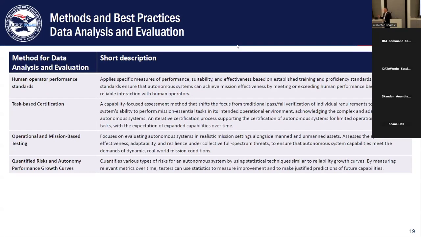Okay, and then I'm almost done. Data analysis evaluation. So this is just some ideas here about, can it work better than a human, right? And how do we measure that? There's some thoughts on that for best practices. Task-based certification is one that I think is great.